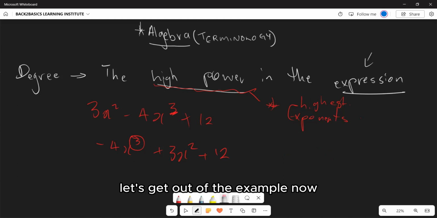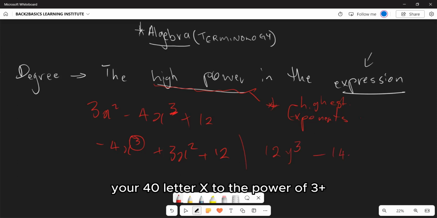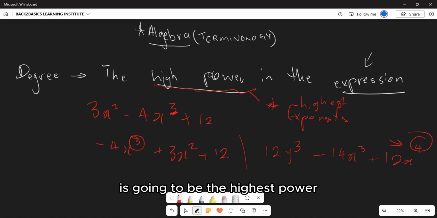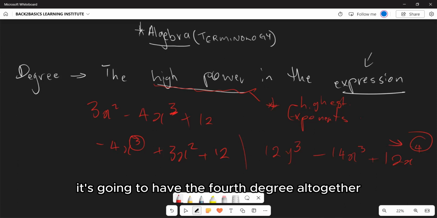Let's get another example. Let's say you are given 12y to the power of 3, subtract 40x to the power of 3, plus 12x to the power of 4. Now, this x to the power of 4 is going to be the highest power. So if this is the highest power, the degree of this expression is going to be the fourth degree altogether.